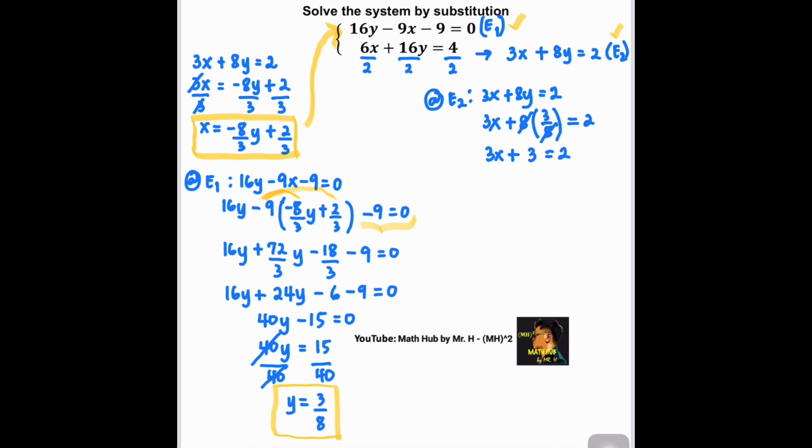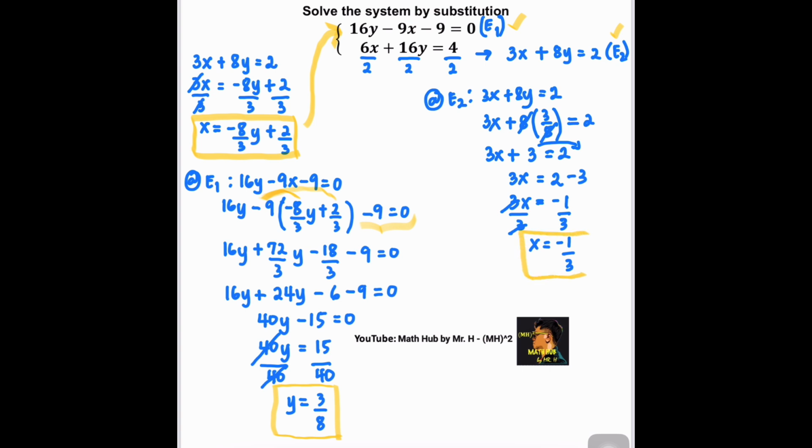Then from here we can solve for x. So 3x equals 2. Then 3 will jump over, will become negative 3. So 3x equals 2 minus 3 is negative 1. We divide both sides by 3. Then x is equal to negative 1 over 3. Nice.